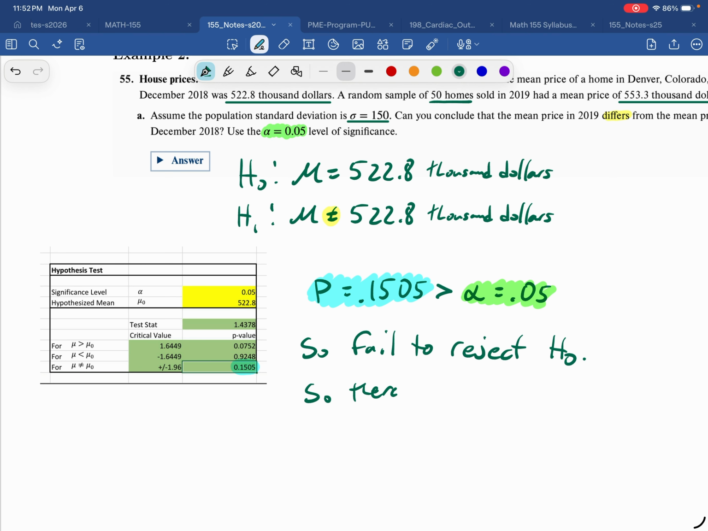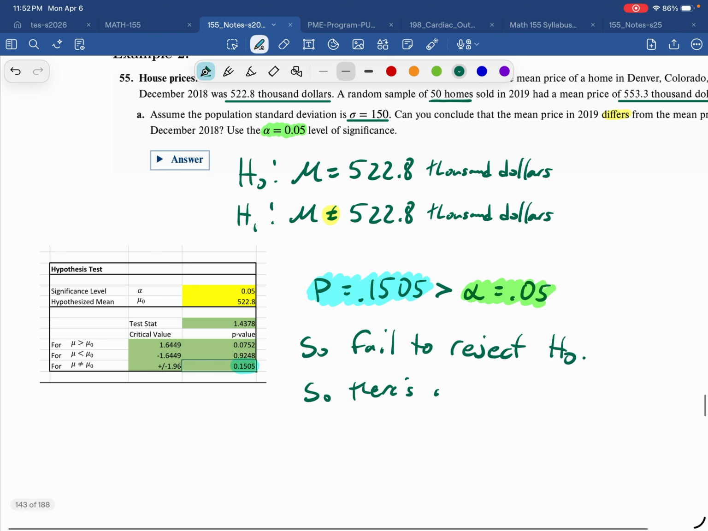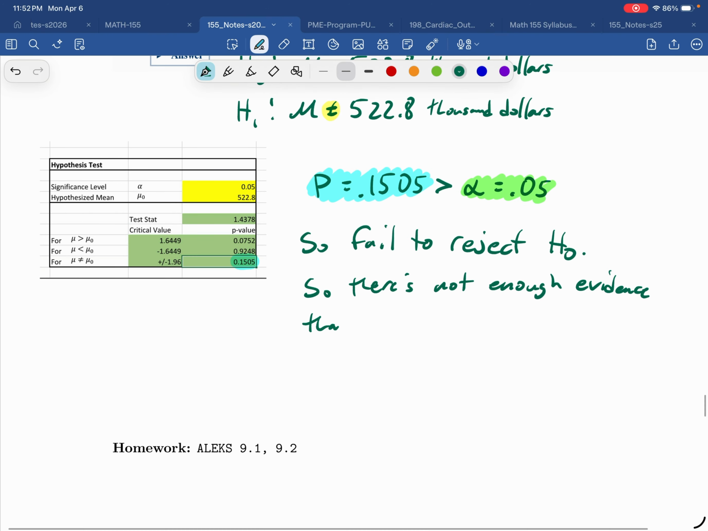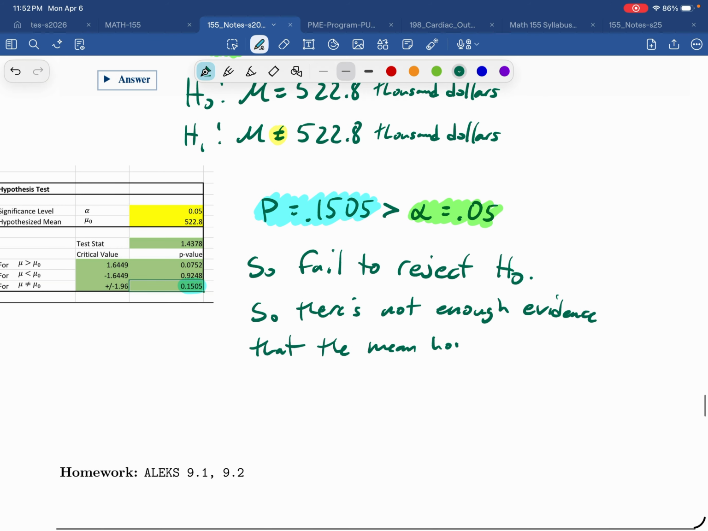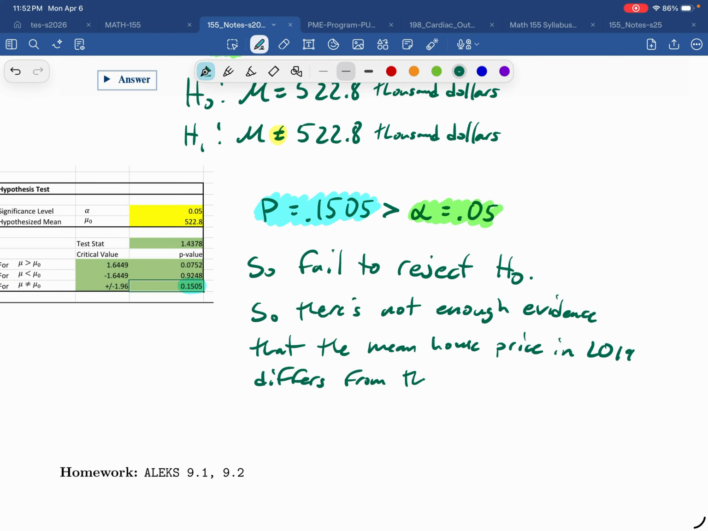So even though we got a sample mean that was a bit higher than we might have expected, there's not enough evidence that the mean, was it house price? Yeah. In 2019 differs from the mean house price in 2018. That's all we've got.